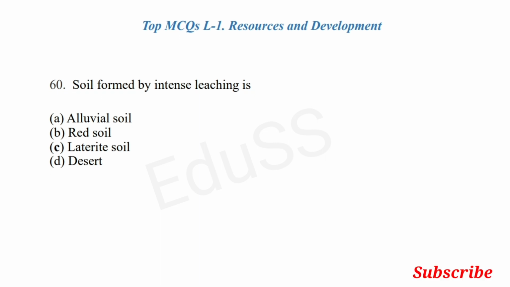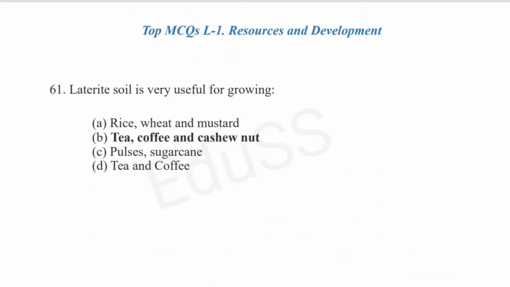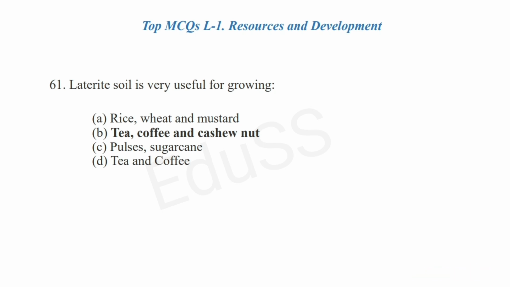Soil formed by intense leaching is laterite. Whenever the leaching word comes, you must remember it is laterite soil. Next. Laterite soil is very useful for growing tea, coffee and cashew nut.